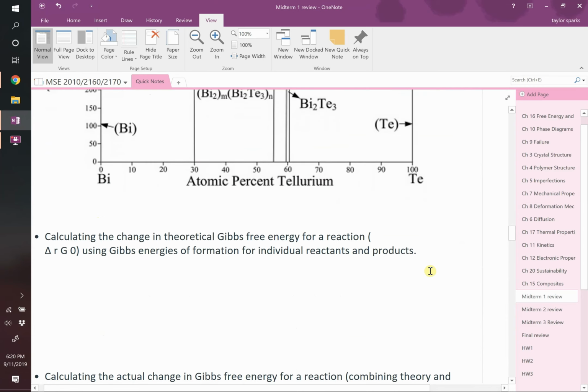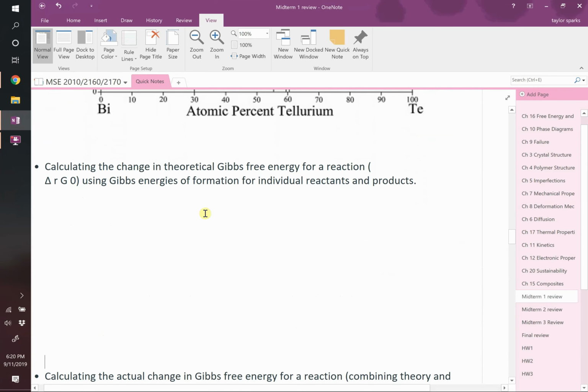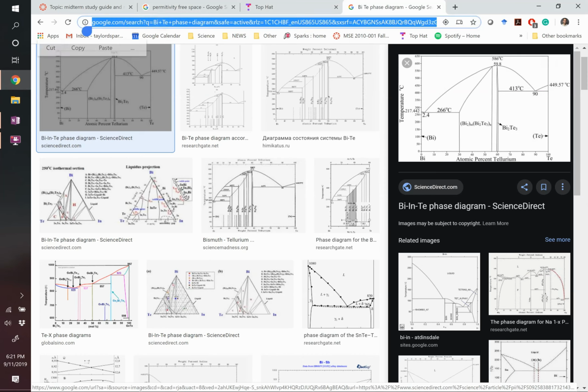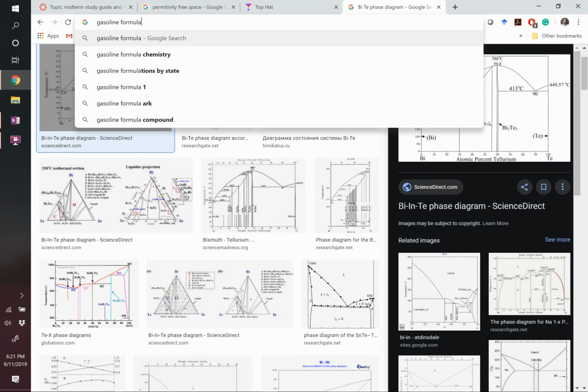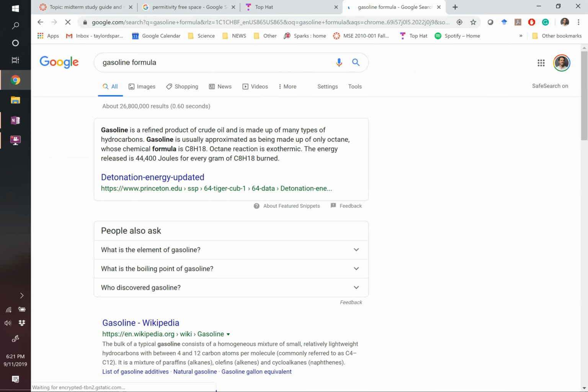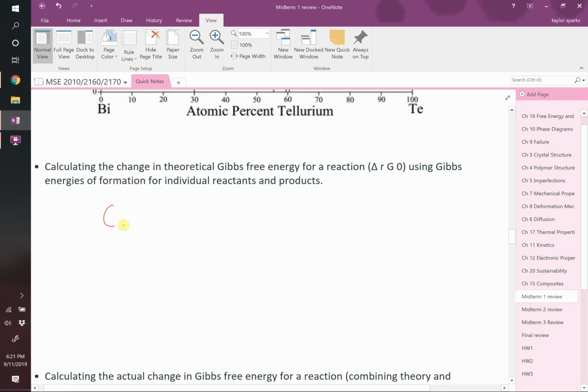Calculating the change in theoretical Gibbs free energy for a reaction, delta RG naught, using Gibbs energies of formation from reactants and products. Okay. So for this one, let's write some reaction. Let's say gasoline being burnt. Gasoline is C8H18. So C8H18 combining with oxygen will form CO2 and H2O.